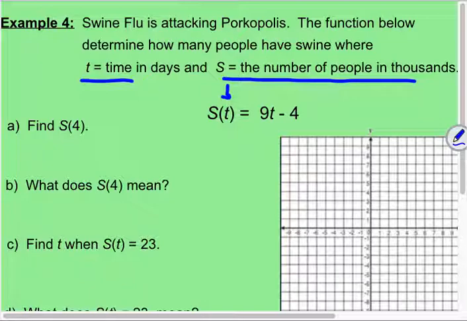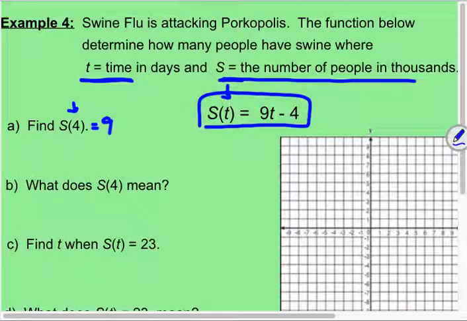Remember, S of t is like y, but in this case, we're just going to use s. So, find S of 4. Now, what that means is time. Plugging that 4 in for t, which is time, 4 days. So, S of 4 equals, using this function right here, S of t equals 9t minus 4. 9 times 4 for time, 4 days. Minus 4. So this is 36 minus 4. This is 32. Equals 32.